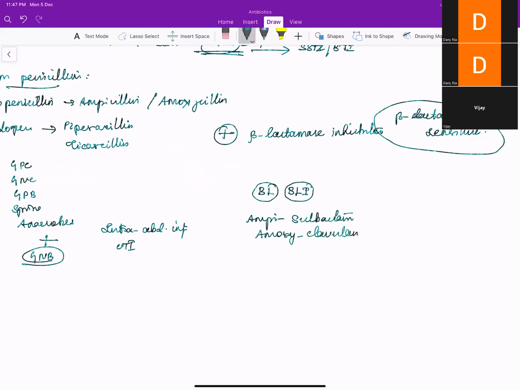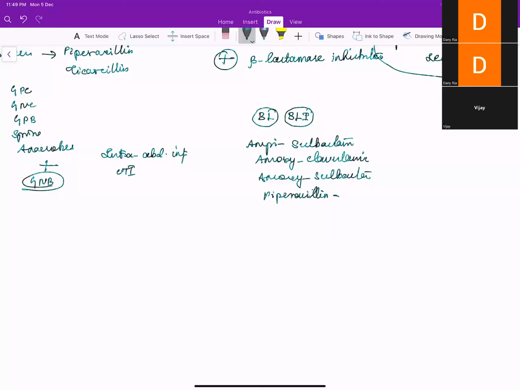Amoxicillin sulbactam. Your favorite. And piperacillin tazobactam. Ticarcillin, I'm not sure what combination it comes with. Similarly, the next group I am going to tell is carbapenems, meropenem vaborbactam, like that many new things are coming. Ceftazidime avibactam.